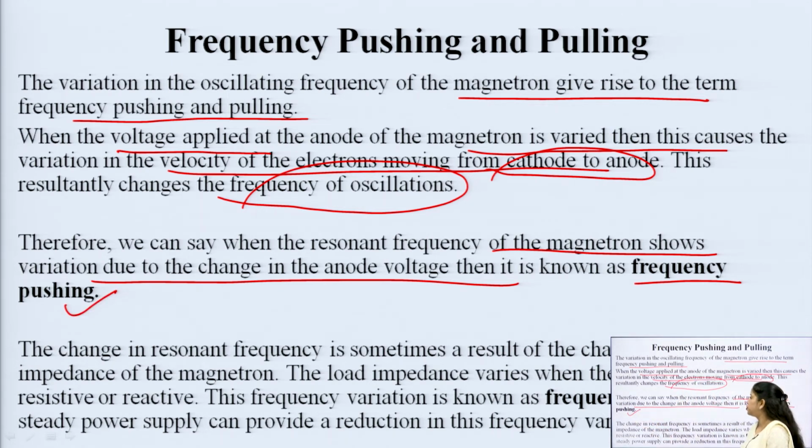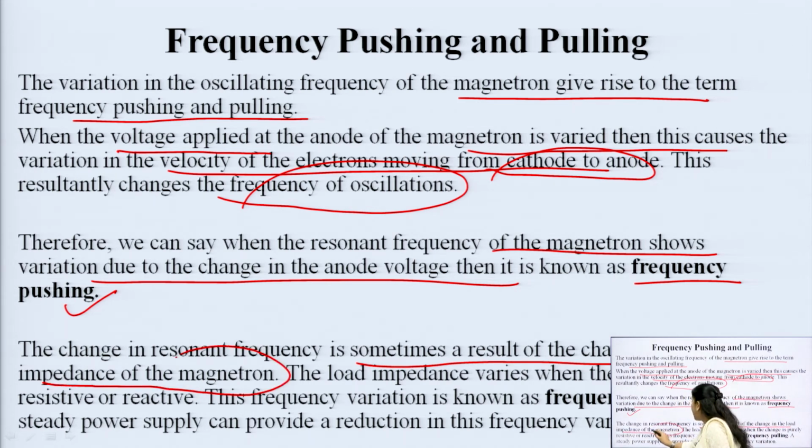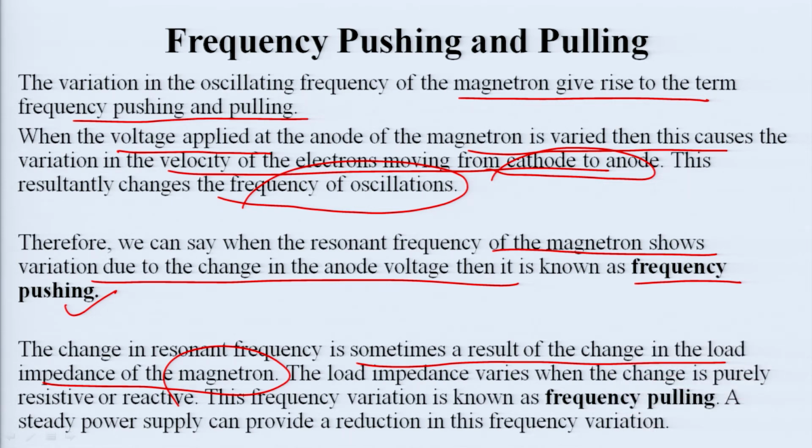Now, the frequency pulling. The change in the resonant frequency is sometimes a result of change in the load impedance of the magnetron, and the load impedance varies when the change is purely resistive or reactive. The frequency variation in this case is called frequency pulling. So, when we define frequency pushing and frequency pulling in a single term: when the anode voltage is responsible for the change in the resonant frequency of the magnetron, that is called frequency pushing, and when the load impedance of the magnetron is responsible for the change in the frequency, then it is called frequency pulling.